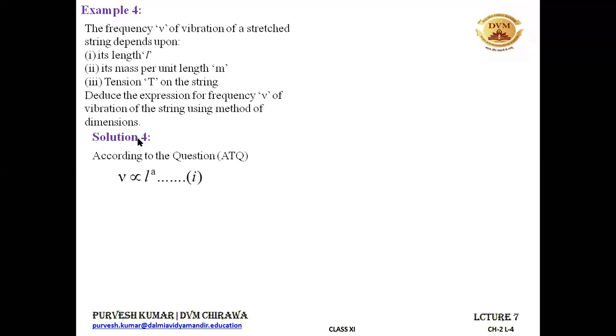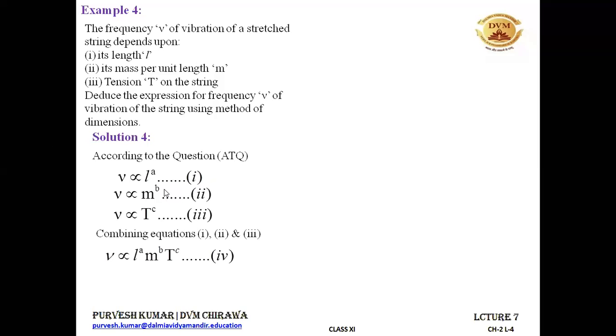It also depends on the mass per unit length, so nu is proportional to m to the power b. This m is not mass, but mass per unit length, so we need to use the dimensions for mass per unit length, and I have given you that in the hint as well. And nu also depends on T to the power c, where T is the tension. Now combining these 3 equations, nu is proportional to L to the power a, m to the power b, and capital T to the power c. This capital T is not time, it is tension, which is some kind of force.